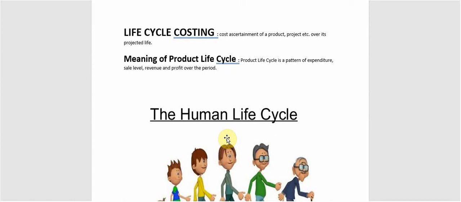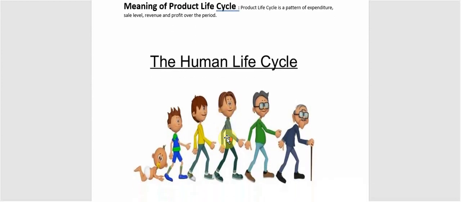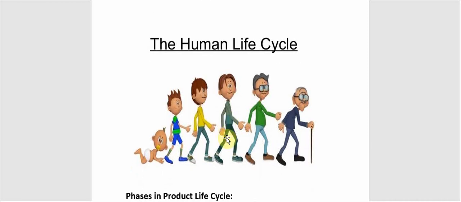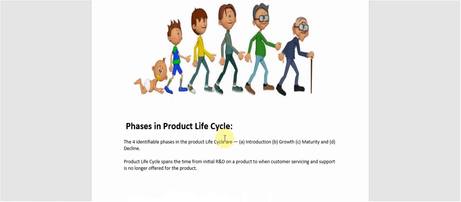To give you an example of the product life cycle: humans have a life cycle, right? From kid to boy, to a matured person, to an old man. So like humans, products also have a life cycle. It is divided into four categories: introduction, growth, maturity, and decline. For every product, these four phases are compulsory.